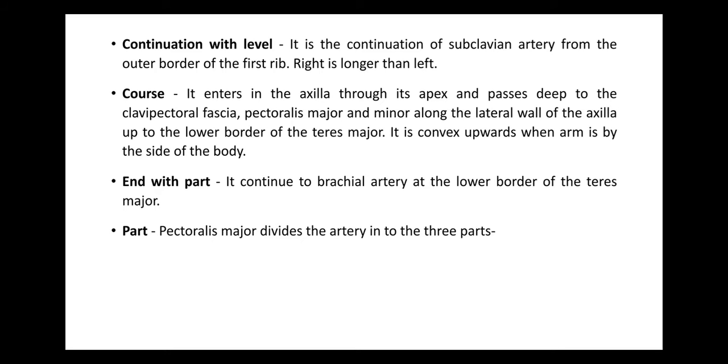Course of axillary artery. It enters the axilla through its apex and passes deep to the clavipectoral fascia, pectoralis major and pectoralis minor muscle, along the lateral wall of the axilla up to the lower border of the teres major. It is convex upward when the arm is at the side of the body. This is the course of the axillary artery.